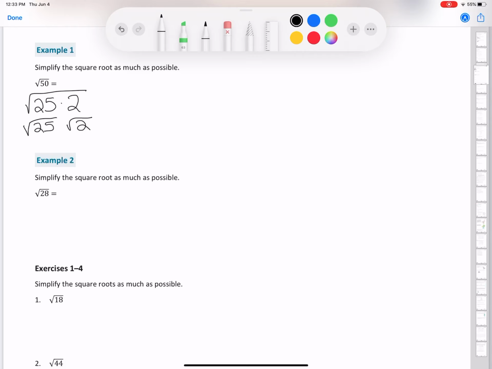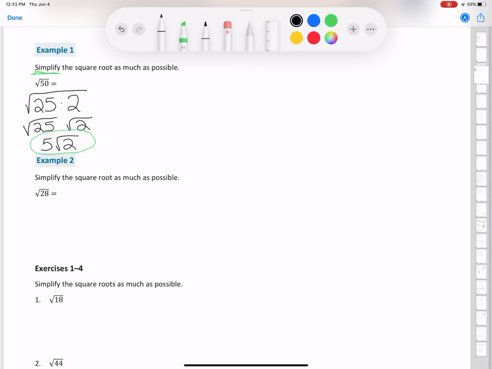The square root of 25 is 5 because 25 is a perfect square. Taking the square root of 25, you get 5. 2 is not a perfect square, so that is going to stay inside the square root symbol. So that is my exact answer, and that is simplified.